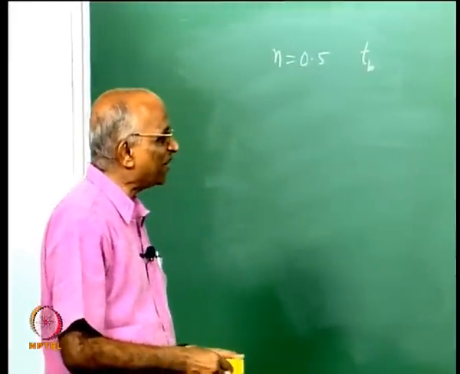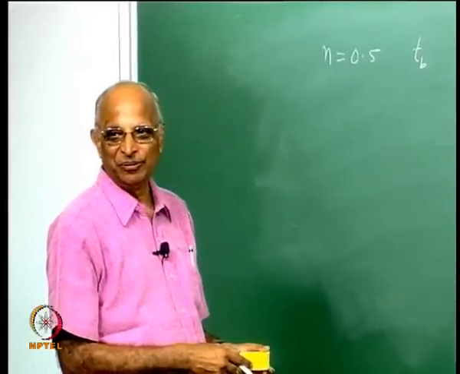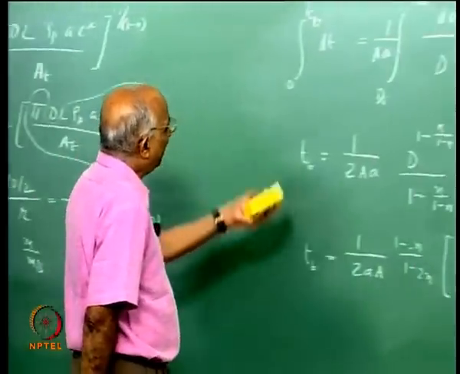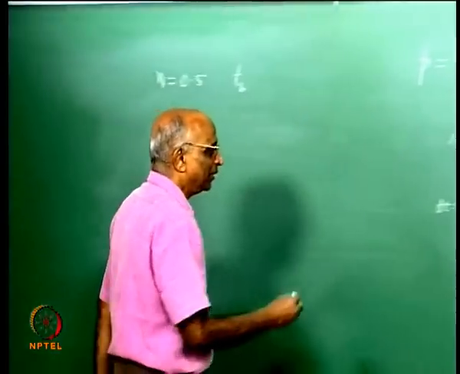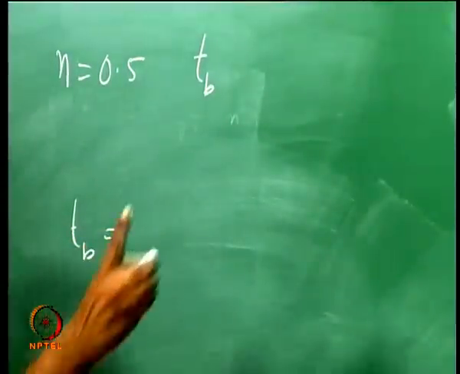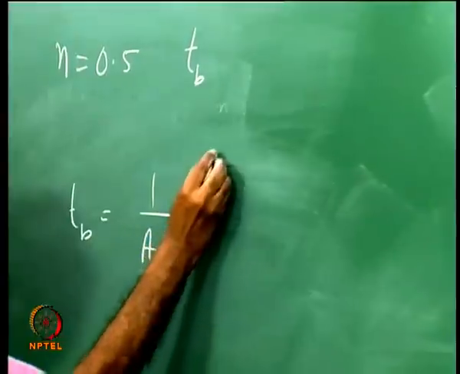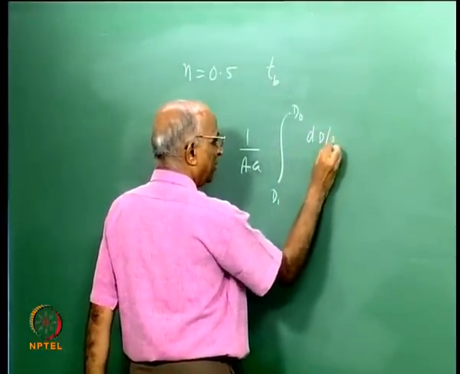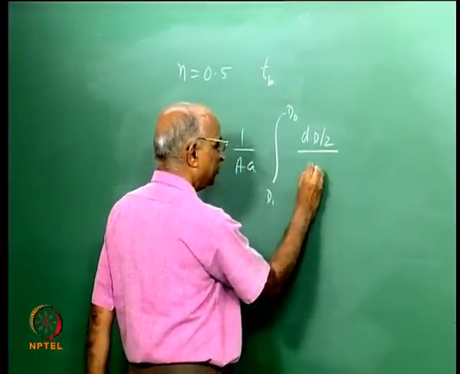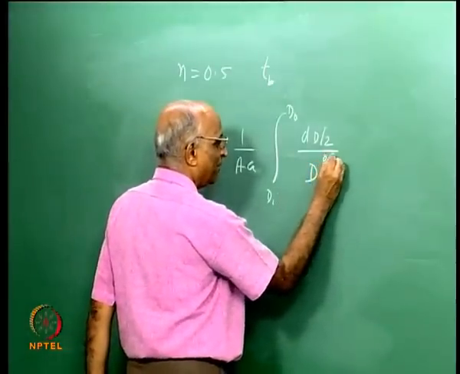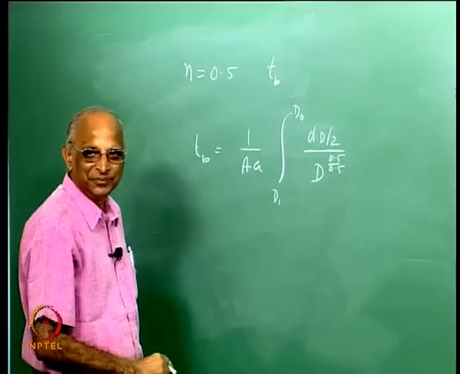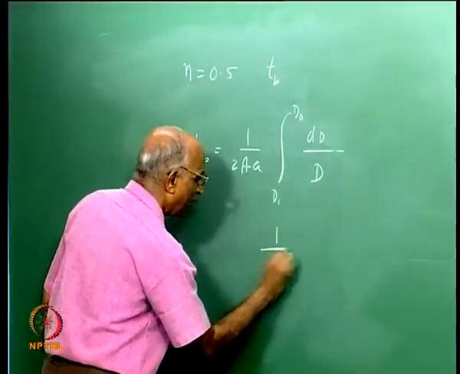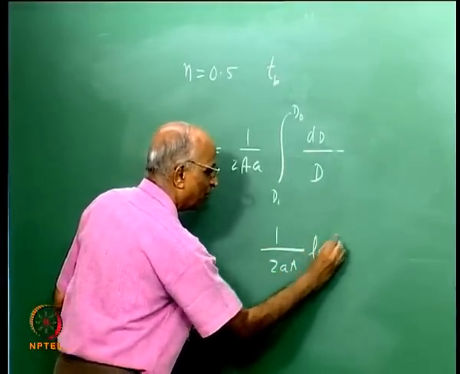Can somebody come out with an answer? Well, this seems to be the problem, and how do I do this problem? I think we should be able to analyze it. Let us go backward. Our integral is tb equal to 1 over a into the integral from d_i to d_o of dd by 2 divided by d to the power 0.5 divided by 0.5, and therefore, I will take 2 over here, and this gives me, for n equal to 0.5, 2a ln of d_o by d_i.